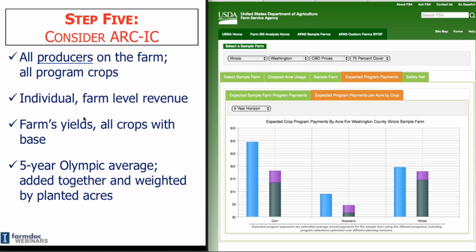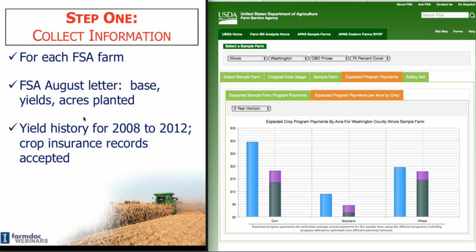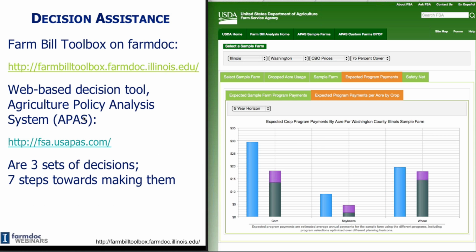So we got a trend-adjusted yield question. Gary, you can probably address that one the best. The question is, is trend-adjusted yield a factor for ARC or PLC? And the answer to that is no. ARC only considers county yields. Trend adjustment is not part of that procedure. PLC also is not. Trend-adjusted yields is only a crop insurance product.